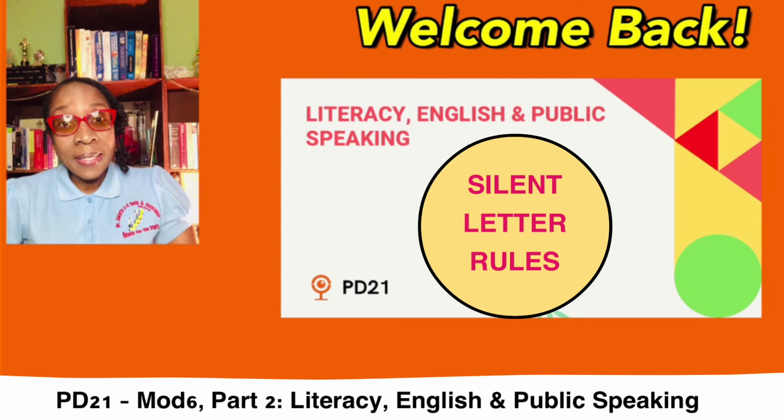N is silent if it appears after an M at the end of words like autumn, column, hymn, condemn. P is silent if it appears at the beginning of a word before an S, as in Psalm.